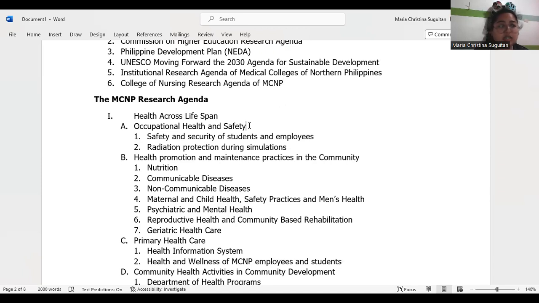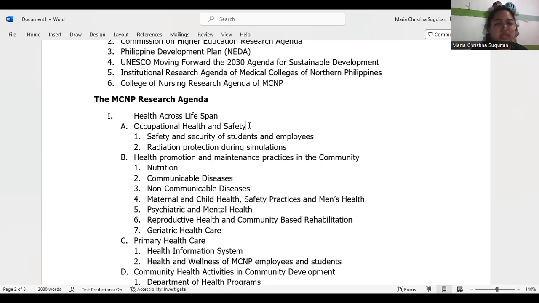They are in charge not just, clinic nurse na nag-ano doon sa mga estudyante, kung masakit ang tiyan, ulo, nilalagnat, etc. They are also part of safety and security of students and employees and radiation protection during simulations. So, yan yung mga part din nila. Hindi lang po nag-cater ng mga may sakit, okay. Then, health promotion maintenance practices in the community, di ba?